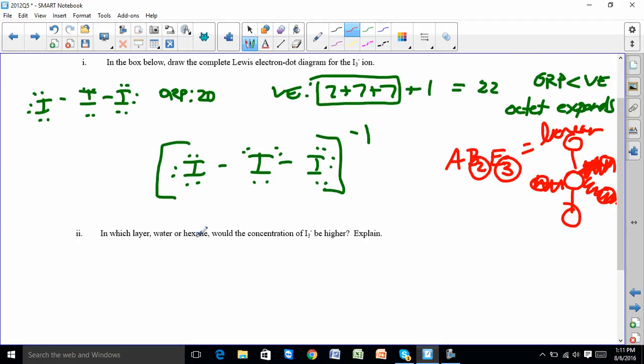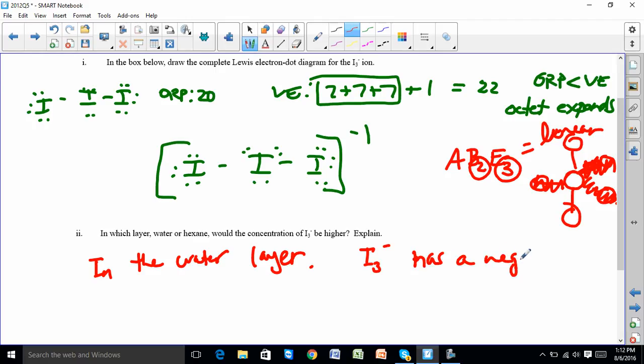In which layer would the I3 minus be the highest, the water or the hexane? I'm going to answer the question: in the water layer. Why? Well, because water is a dipole. It has a positive side and a negative side. And this is not a molecule. It's an ion. It's a charged particle. And so what happens is, I3 minus has a negative charge.